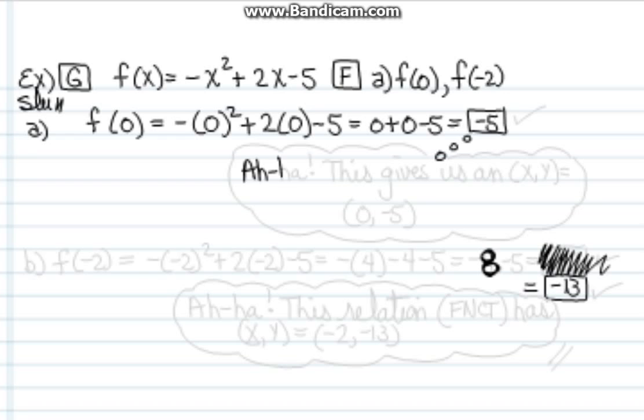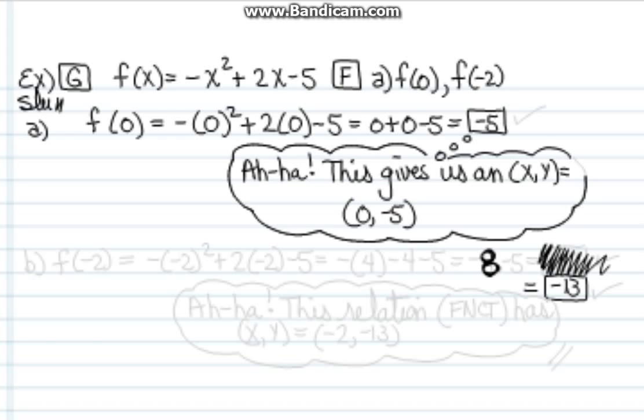But I'm thinking about this. I go, aha, this gives us an ordered pair. The ordered pair in the function f is (x, y) equals x is 0, comma, and the y partner is negative 5. So even though they didn't tell me to write the answer as an ordered pair, the answer is negative 5. That's what they asked for. But I recognize that what I have here is an ordered pair.